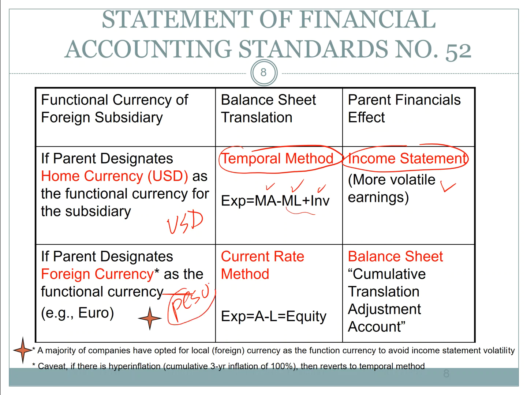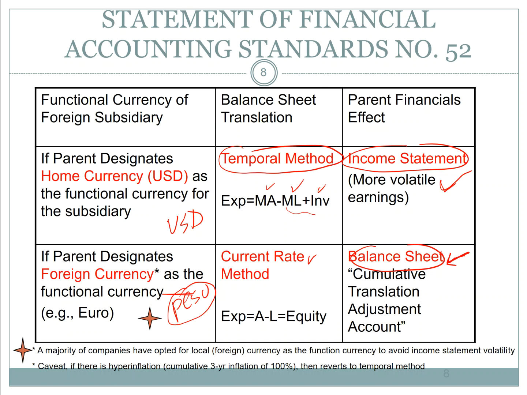If they specify the peso as the functional currency, use the current rate method, revalue every asset, every liability, every time. But all gains and losses go straight to the balance sheet. Now, firms have an incentive not to show volatility in earnings that affect things like net income and earnings per share. So there is a bias that I'd rather show any gains or losses in the balance sheet so it doesn't hit the income statement.